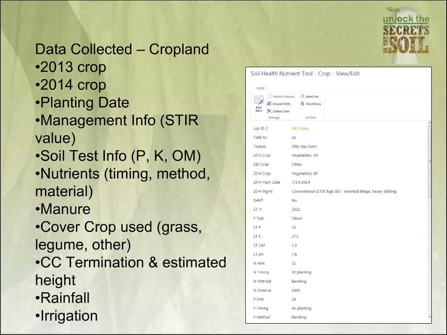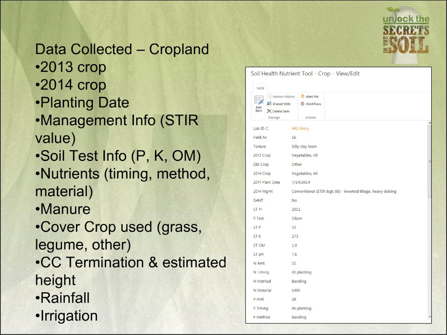This gives you a flavor for some of the data: the 2013 crop, 2014, the planting date, and the management information related to tillage. We decided to have a STIR rating rather than a lengthy list of tools. We know that with a STIR rating of less than 20, you're going to be really limited in the type of tools you use versus 80. Then soil test information that's available, the nutrients, the timing, the method, and the material used, whether it's for N, P, and K, whether you use manure, and cover crops, whether it's a grass, legume, or some combination.